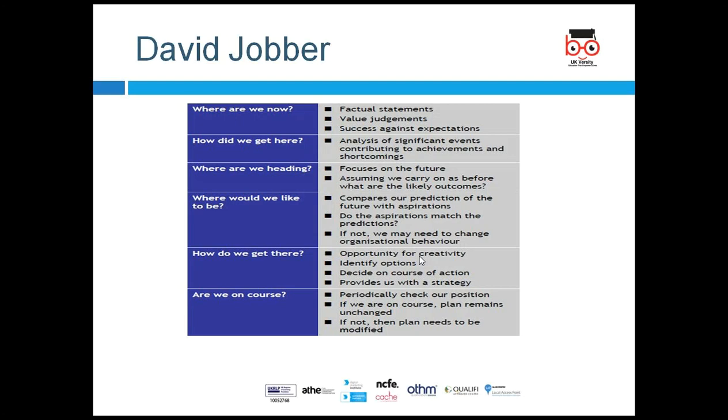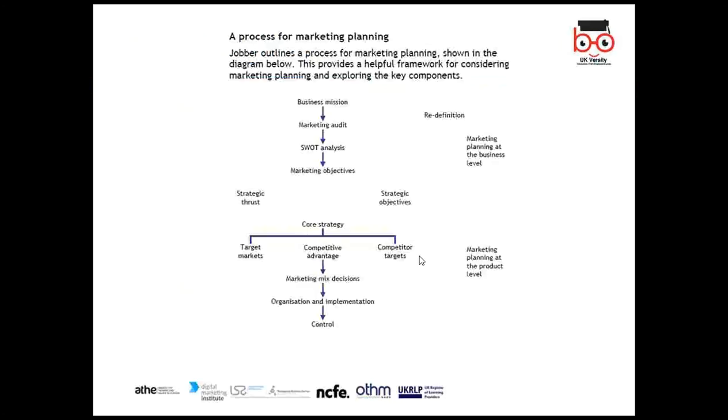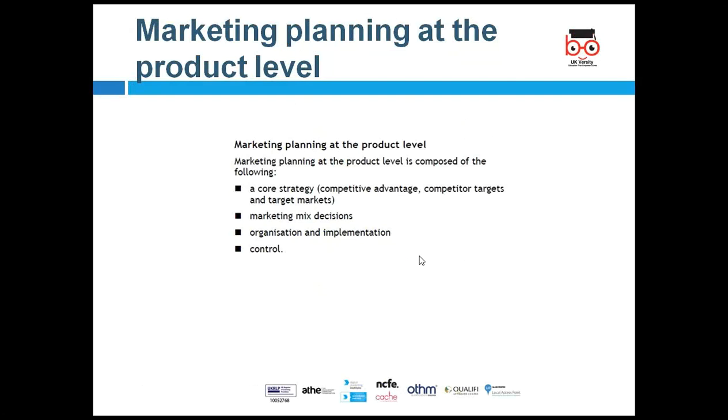Are we growing every quarter? We can maybe do a quarterly or monthly return. If we are on course, the plan remains unchanged. If not, then the plan needs to be modified. Okay, this is all about the marketing: business mission, marketing audit, SWOT, marketing objective, core strategy, target market, competitive advantage, competitor targets. We can focus and prepare, and control is one of the crucial things that can be linked with the plan.